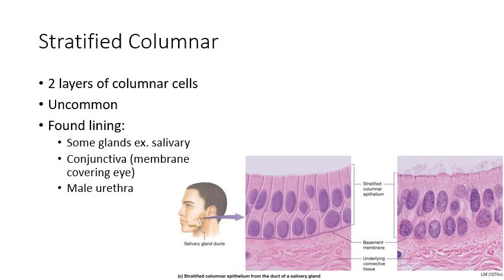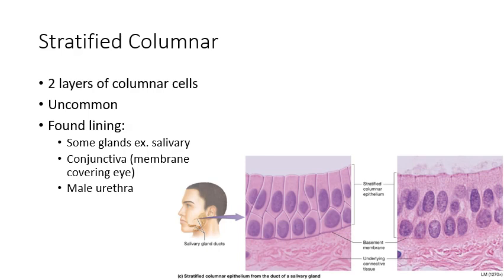Then stratified columnar epithelium, which is 2 layers of columnar cells. So in general, if you find yourself looking at some columnar epithelium that looks like it has 3 or 4 layers, that's probably likely to be pseudostratified rather than just stratified. Right, because stratified columnar should always have just 2 layers of columnar cells. It's also very uncommon in the body.